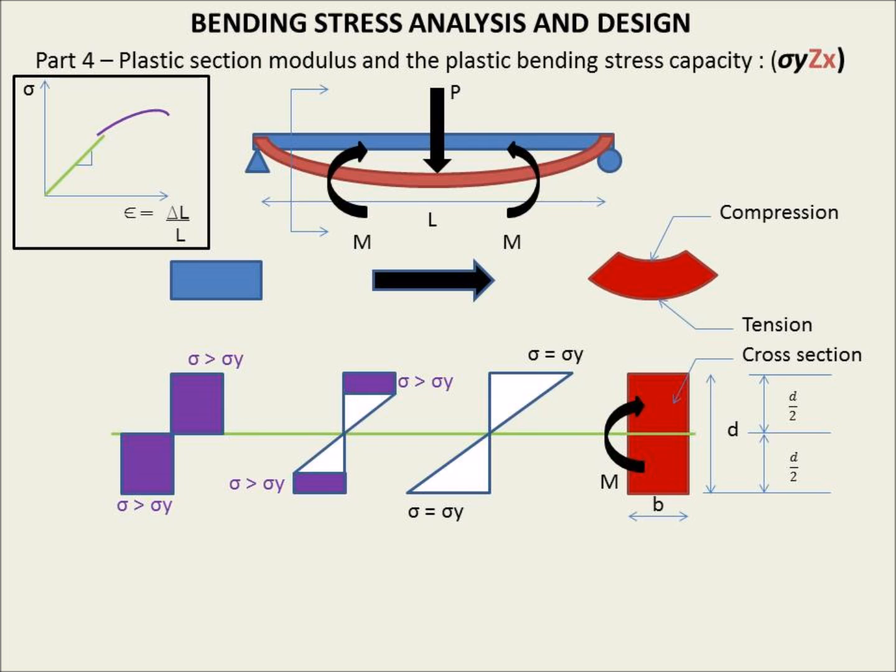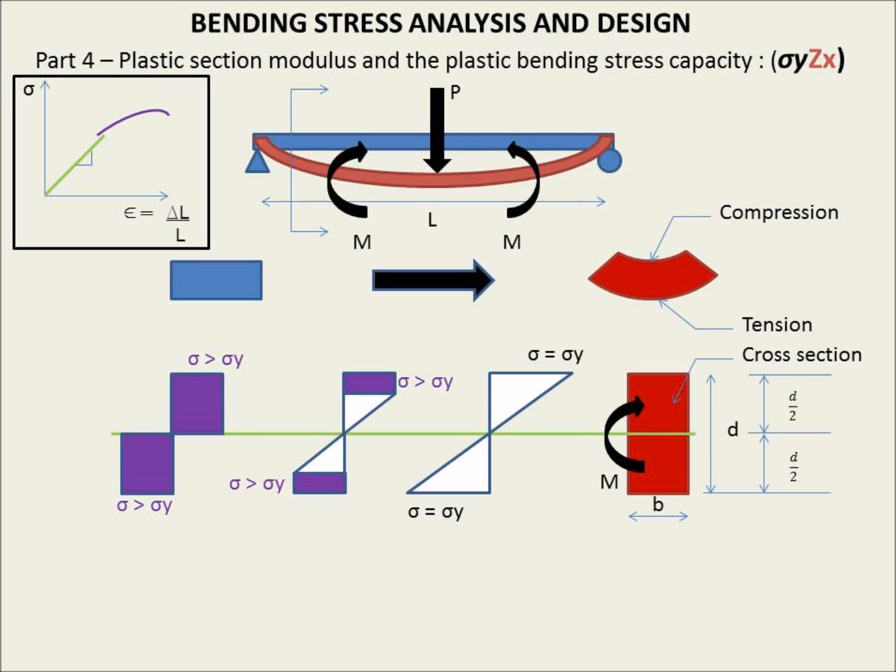In this case, for the plastic section modulus, our task is similar. Here, given a particular cross section and knowing the yield stress of the material, the question is, how much torque, how much moment can we apply to this cross section such that the entire cross section has reached the yield stress?